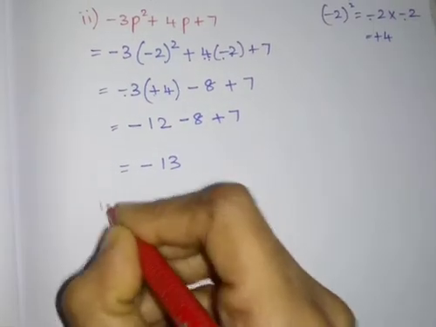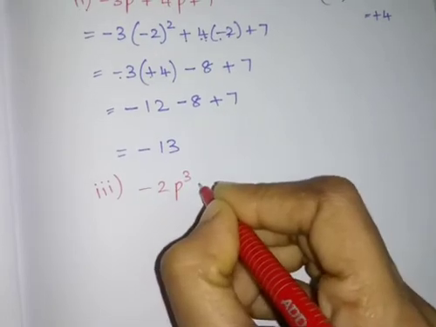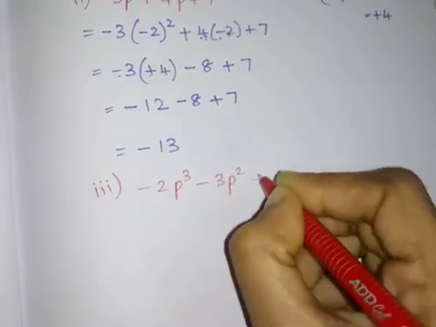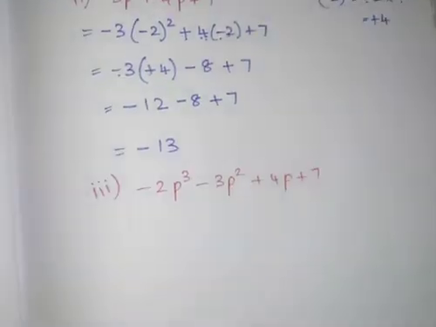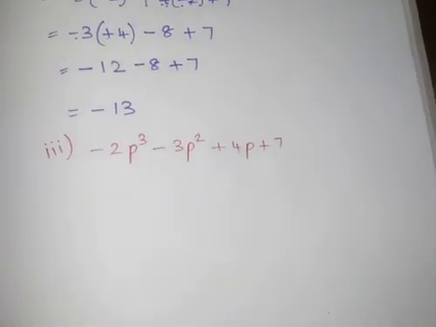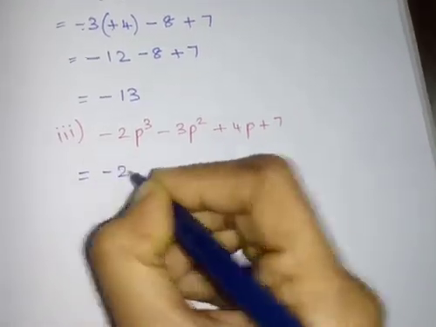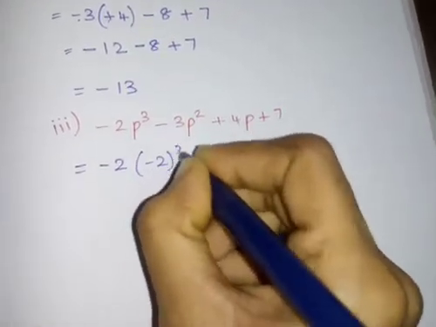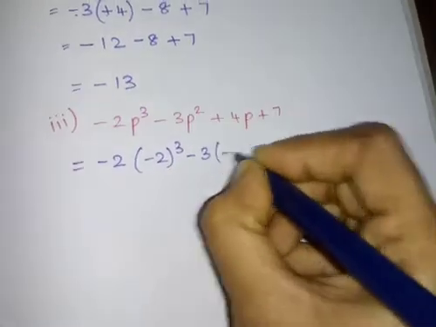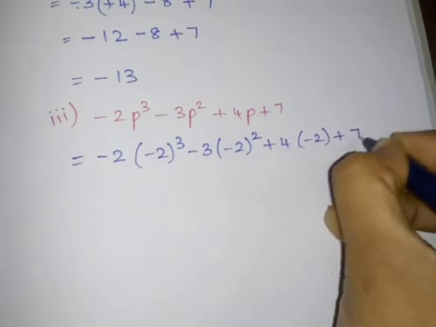Next, what is your third problem? What is the third subdivision? Minus 2p cube minus 3p square plus 4p plus 7. See, while you are doing this problem, the symbols are very much important. If you make some small mistakes, then it is entirely wrong. Minus 2, p value is minus 2 the whole cube, minus 3 into minus 2 the whole square, plus 4 into minus 2 plus 7.